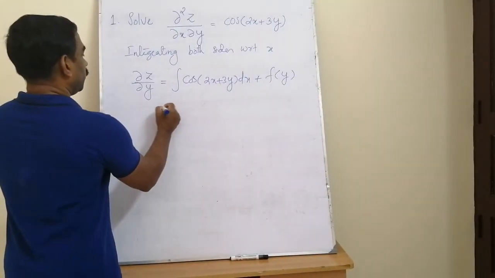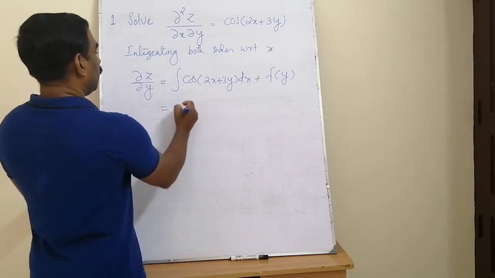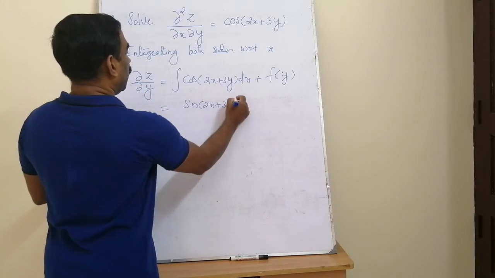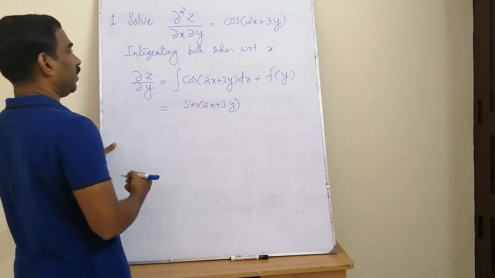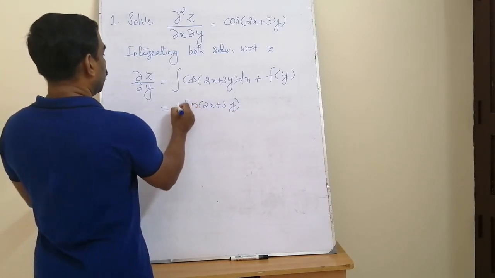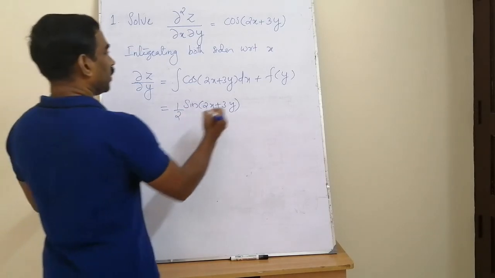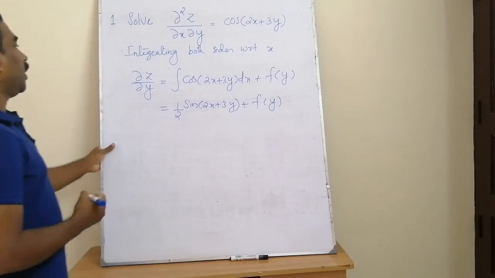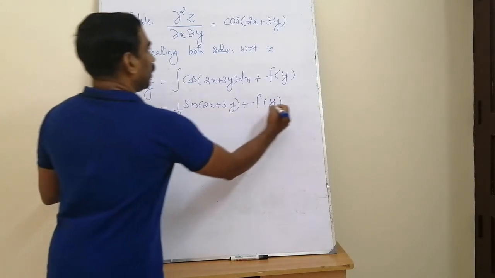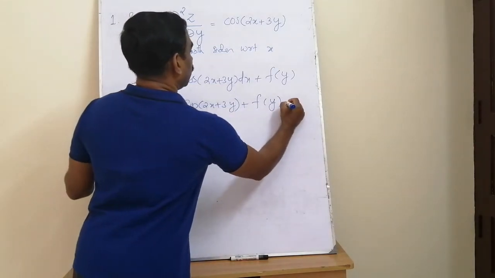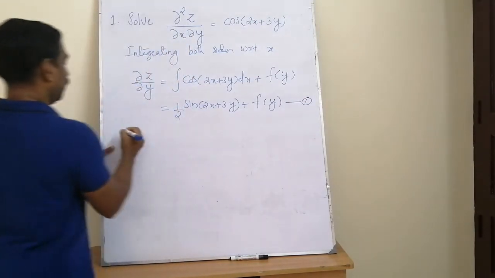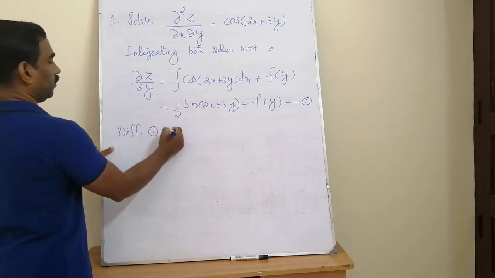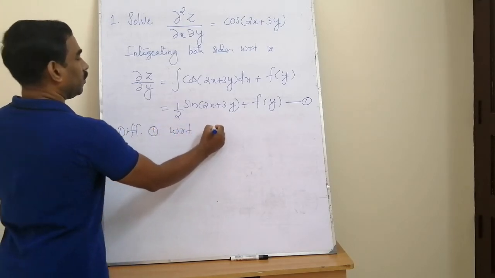That is equal to the integral of the cosine function, that is sin(2x + 3y) divided by the derivative of 2x + 3y with respect to x, that is 2. So that is 1/2 sin(2x + 3y) plus some arbitrary function of y. And again we are differentiating this expression. This is equation number 1.